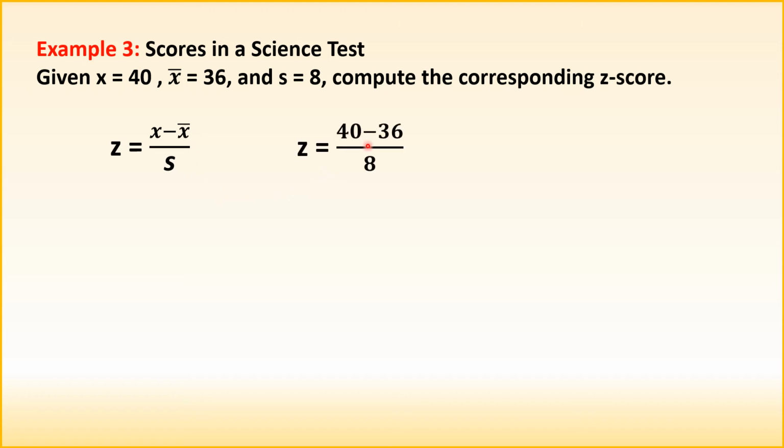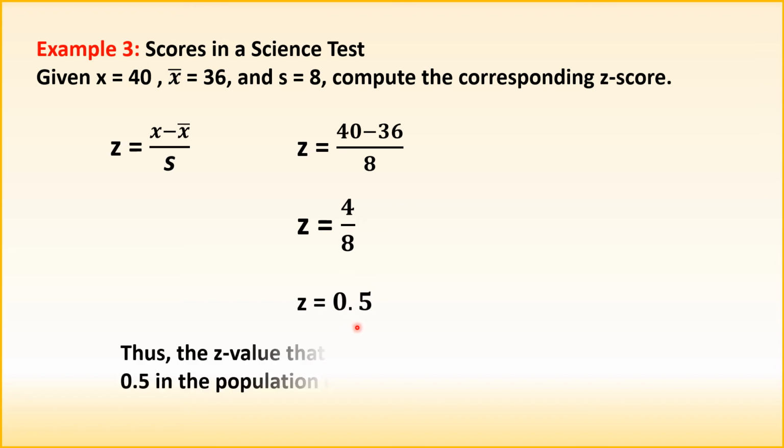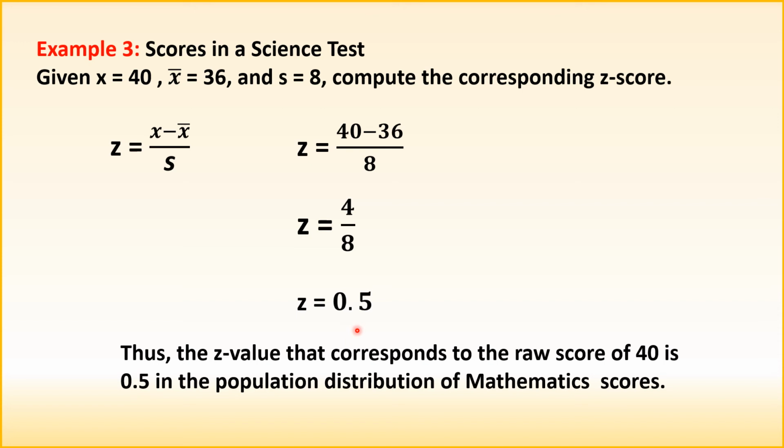Substitution, we will have now 40 minus 36 all over 8. 40 minus 36 is 4. Divide by 8. Therefore, ang z natin ay 0.5. So, the z-value that corresponds to the raw score of 40 is 0.5 in the population distribution of mathematics scores.